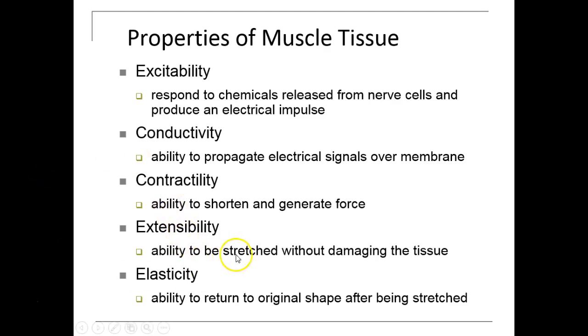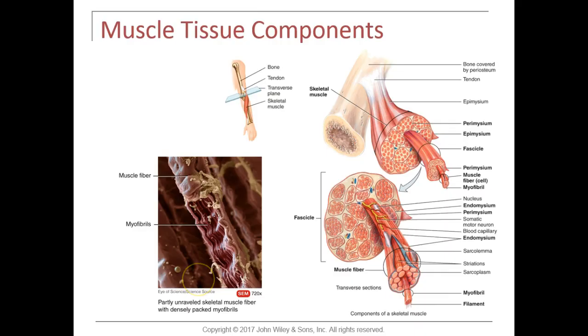Extensibility is the ability to be stretched without being damaged. So muscle tissue is very extendable. We can stretch it. And it's very elastic. Elasticity is the ability to return back to the original shape after being deformed or stretched. So muscle tissue contains those properties.